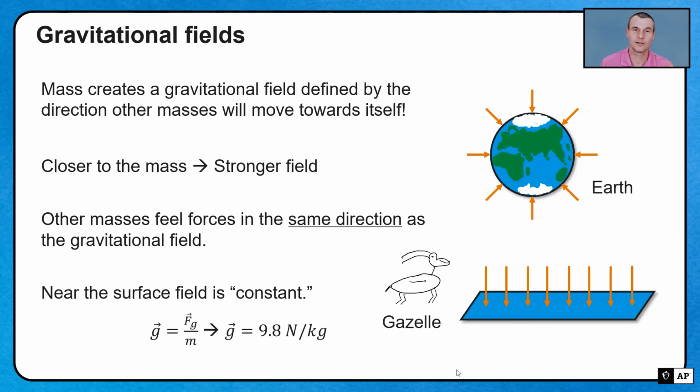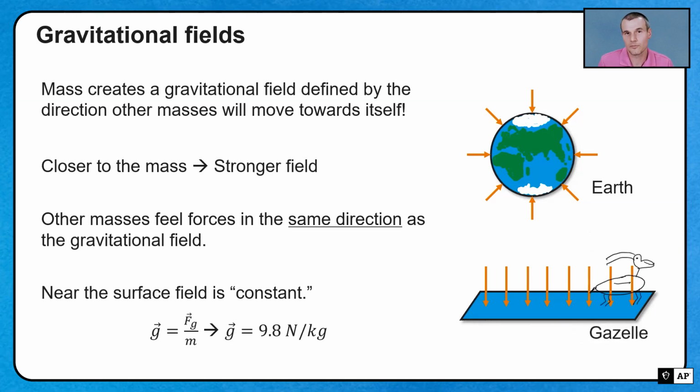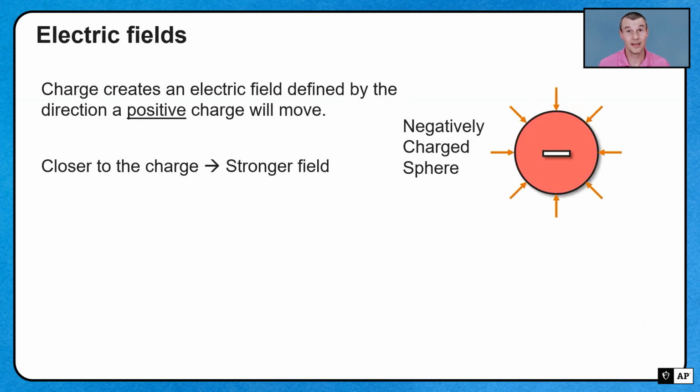So if we send a little gazelle in here, for example, it'll just go leaping across, doing its normal thing, having a wonderful time here on Earth. Let's keep this idea in mind as we talk about electric fields. Oh my gosh, does that picture look familiar? I think it does. If this is a negatively charged sphere, it creates an electric field defined by the direction a positive charge would move.